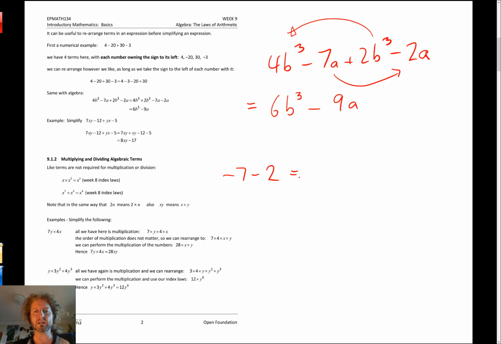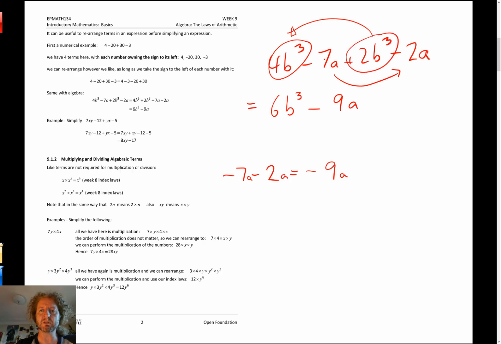Minus 7 minus 2. The analogy I used was I walked 7 steps back, then I walked 2 steps back. What have I done in total? Minus 9. It's still the same thing, but it's just minus 7a minus 2a is minus 9a. So we don't mean physically that you have to rewrite them in a different spot, but you do need to group things. And again, everything owns the sign to its left.